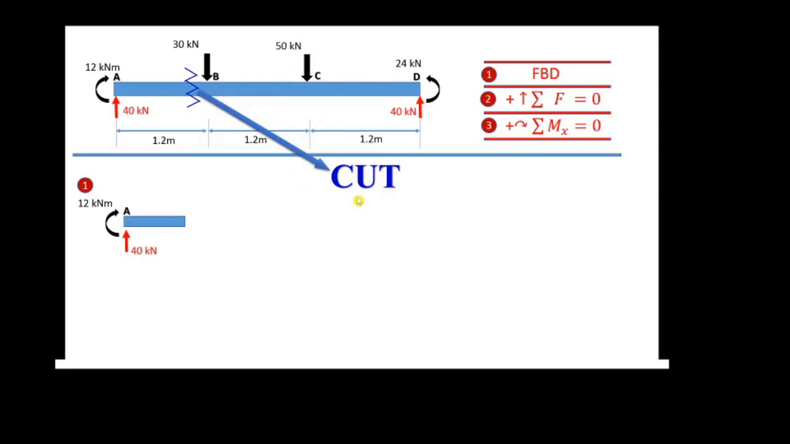Actually, we want to determine the internal shear force and bending moment along the beam. Once you do the imaginary cut for this section, from 0 to 1.2, I just put an x for this distance. Once you cut at this point here, you will get an internal shear force and internal moment.